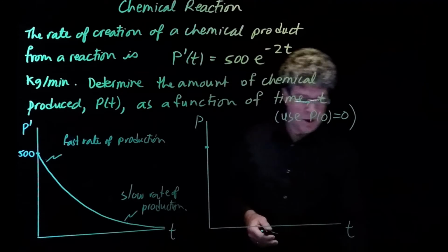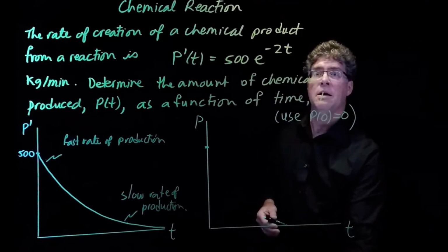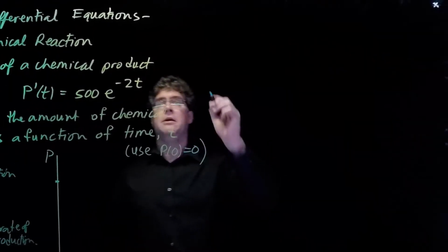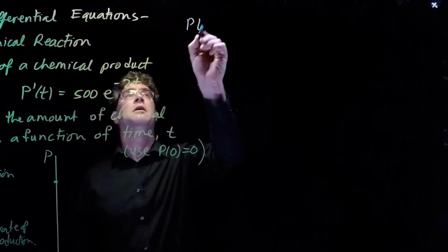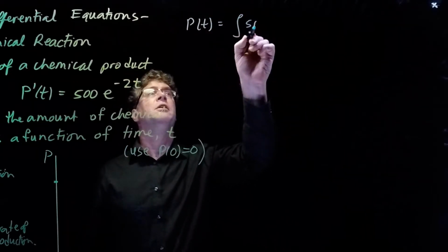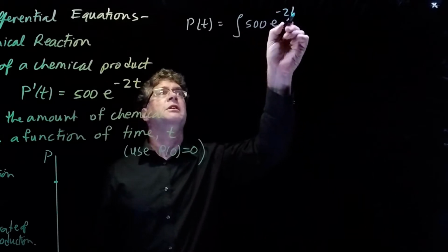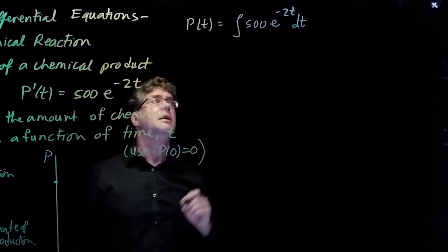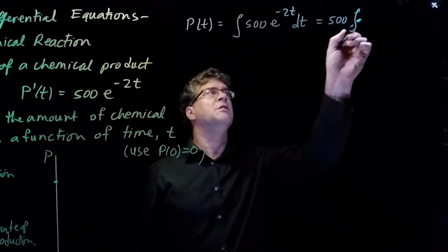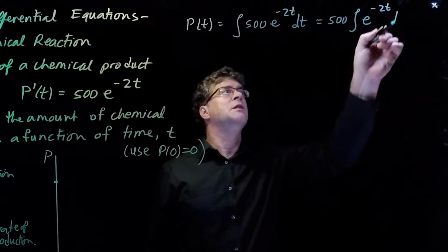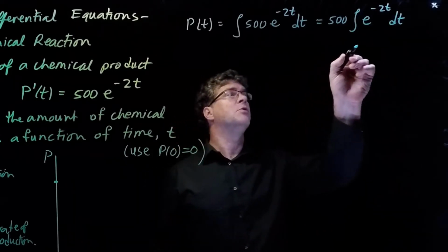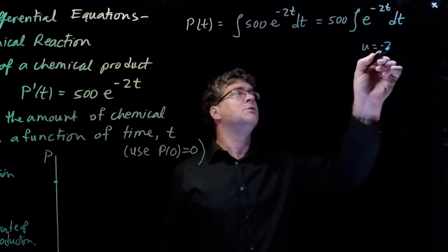Okay, so if we're going to calculate P of T, we want to evaluate the integral of P prime of T. So P of T is equal to the integral of 500 e to the minus 2t dt. And we can pull out the 500 here and write it as 500 times the integral of e to the minus 2t dt. We use substitution at this point, and so u is equal to minus 2t.